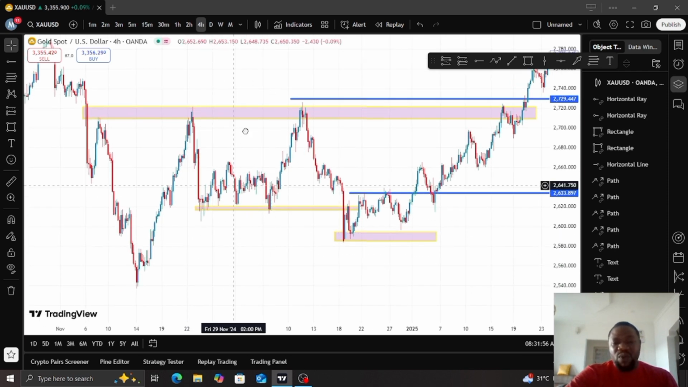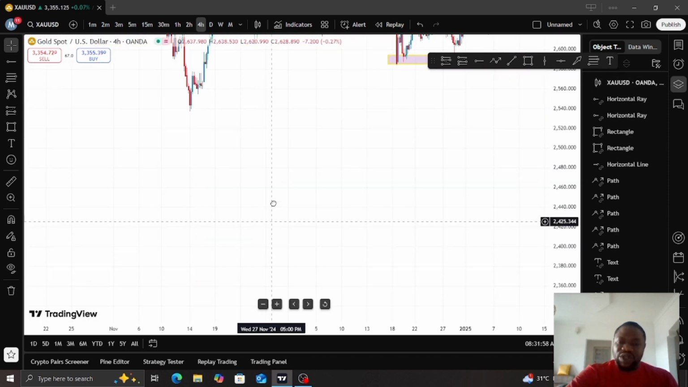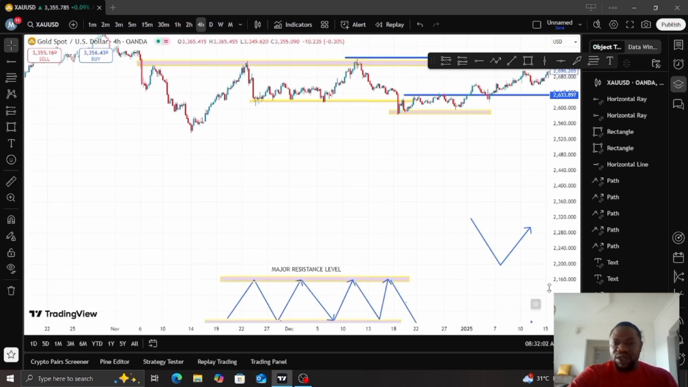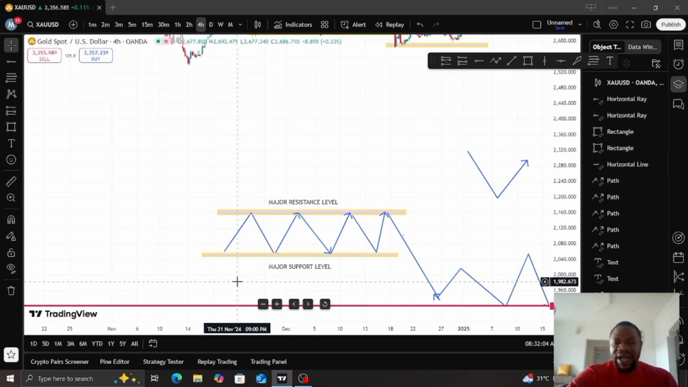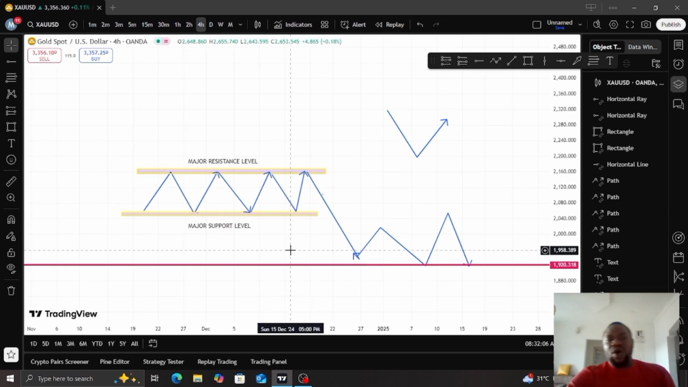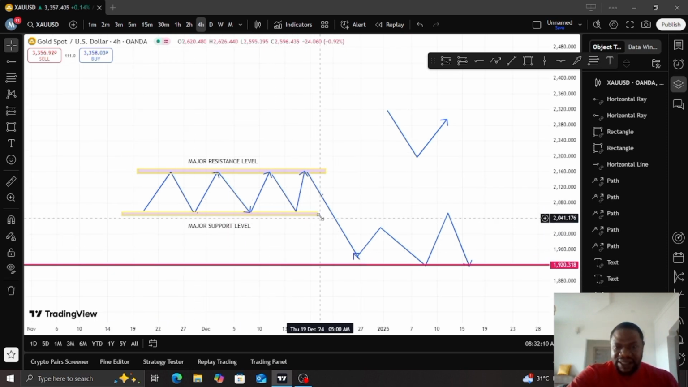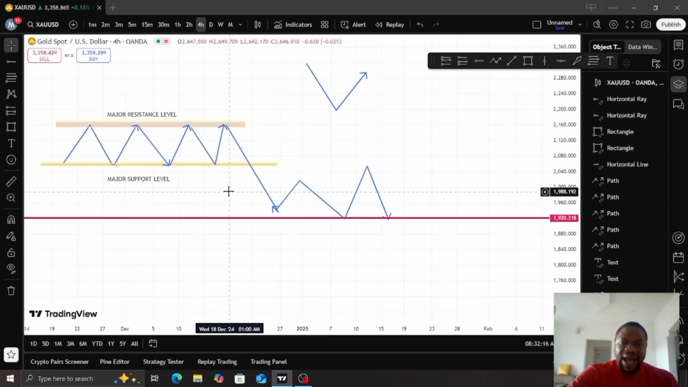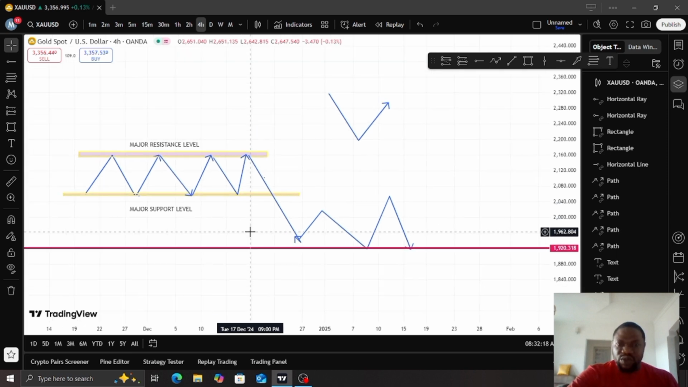You now understand what your support level is, what your resistance level is, and what your major support is, what your minor support is, or your major support and major resistance. I hope this is quite clear, guys. You can see that we have illustrated here, and we went to the major chart and illustrated the same thing, and I believe you should have understood. But if you don't understand, please hit me up. I'm going to clarify more for you.